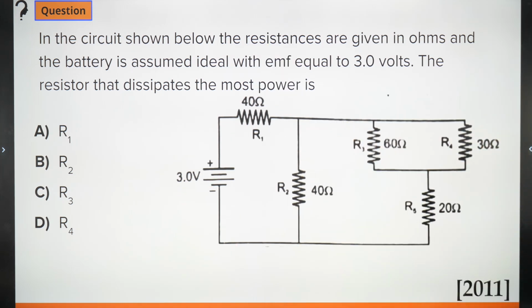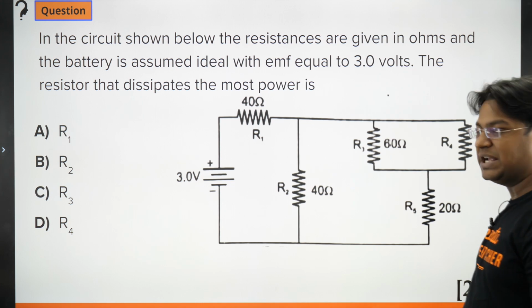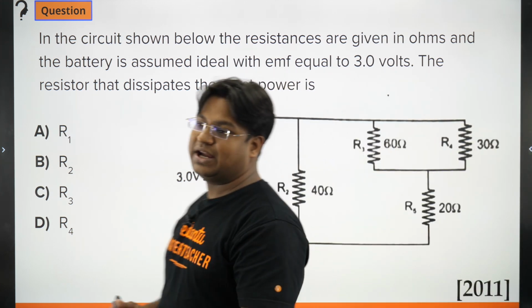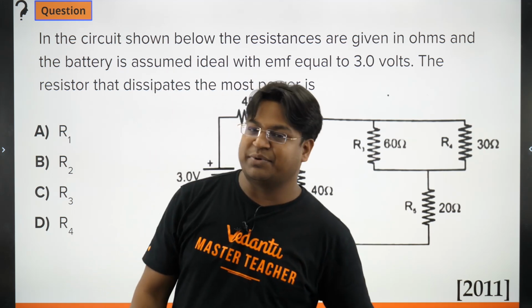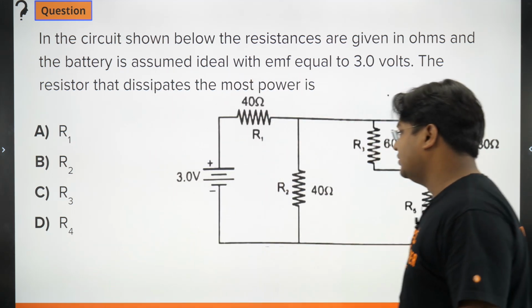Now this question says in the circuit shown below, the resistances are given in ohms and the battery is assumed ideal with EMF equal to 3 volt. The resistor that dissipates most. Now guys, this is an interesting question, and incidentally it has appeared in the KVPY exam, like it's a previous year question. So okay, let's talk about this.